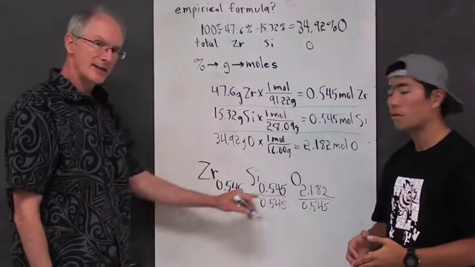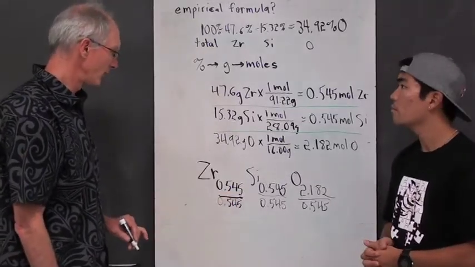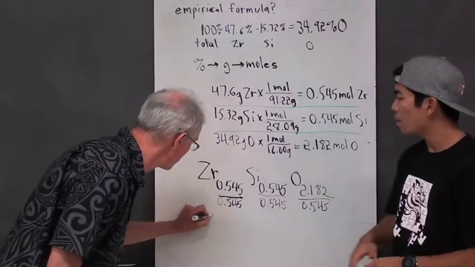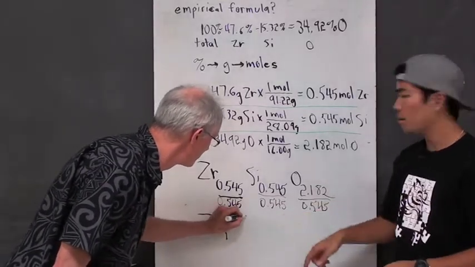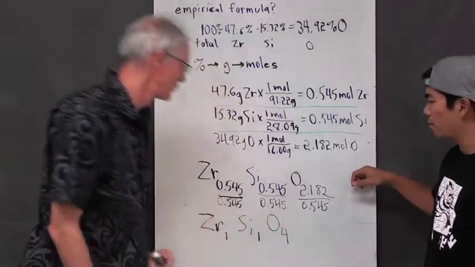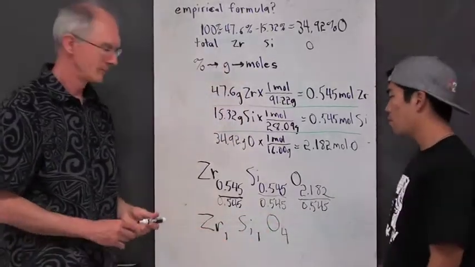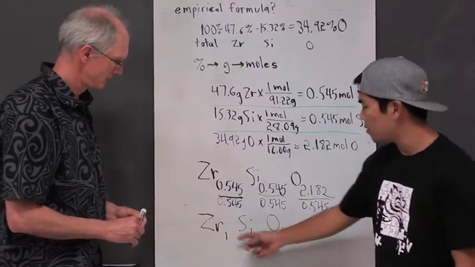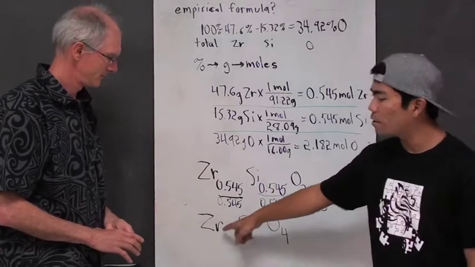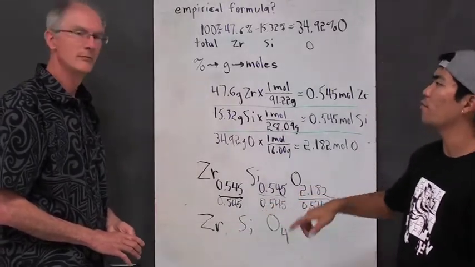And so I divided by the smallest number of moles, and now we can simplify the fractions. And what do we get, Tyler? We get zirconium would be 1, silicon would be 1, and oxygen would be 4. Great. And that's our empirical formula. Right, but we would take out these 1s because when they're 1, you don't really need to write them, right? Okay, correct. So we have 1 zirconium, 1 silicon to 4 oxygens.